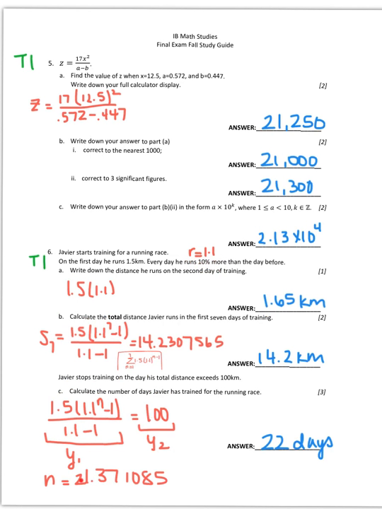They intersected at 21.371085, but he's not running partial days. So that means after the 22nd day, he's hit that 100 mark.